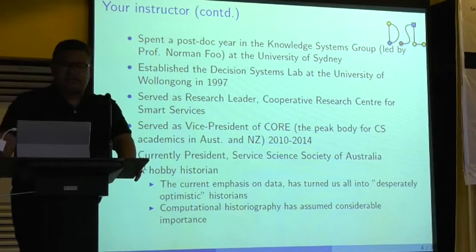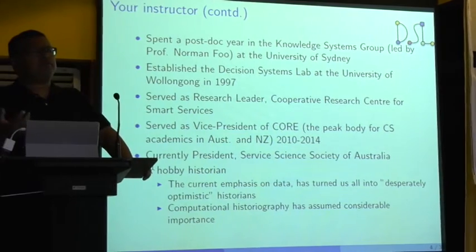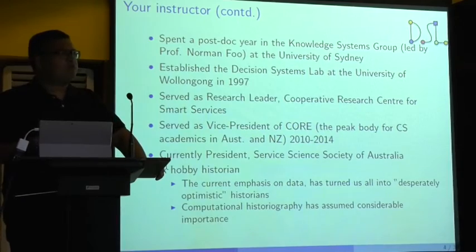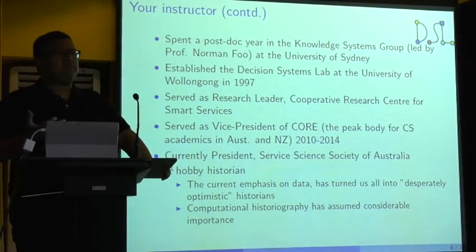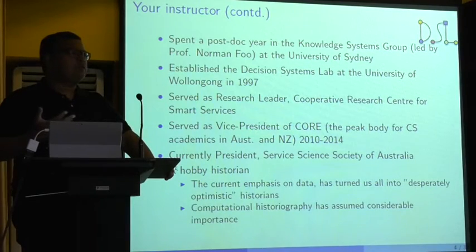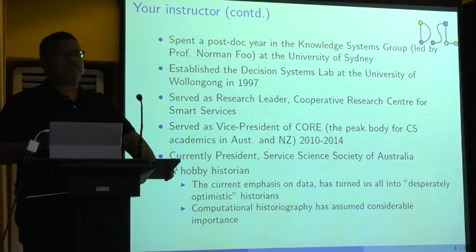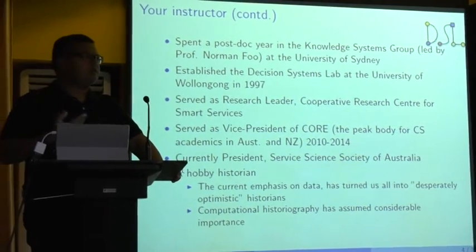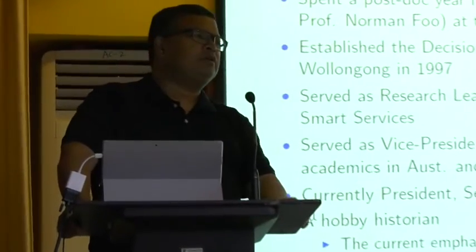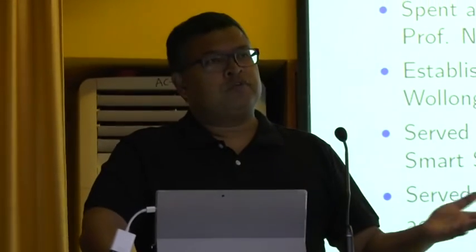A couple of things I did at the University of Wollongong since then: we had a thing called the Cooperative Research Center for Smart Services, which is directly pertinent to what we're going to talk about. It existed for about 7 years. It's part of a program where the Australian government partially funds applied research. For every dollar the entity had, 50 cents came from the government, 25 cents from the partner companies, and 25 cents from the partner universities.